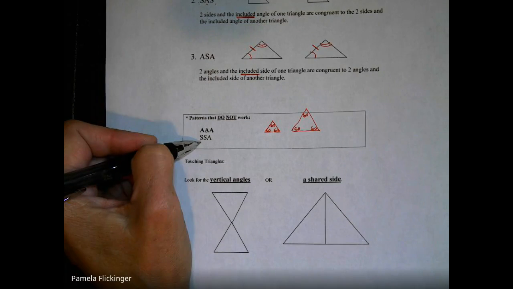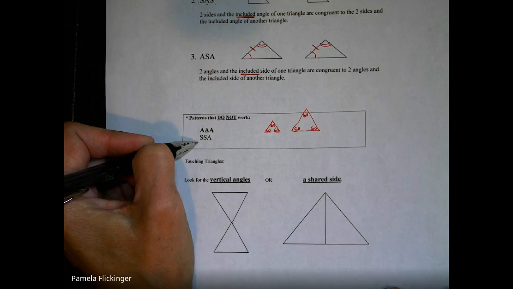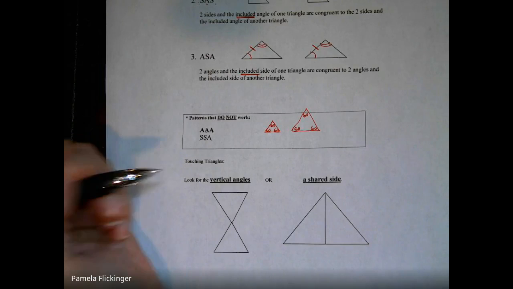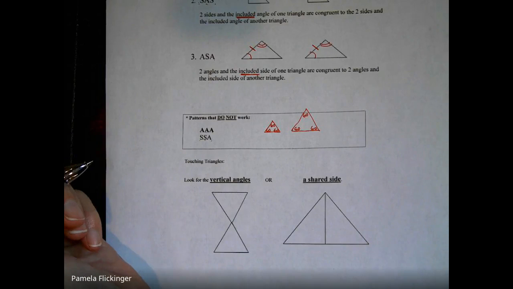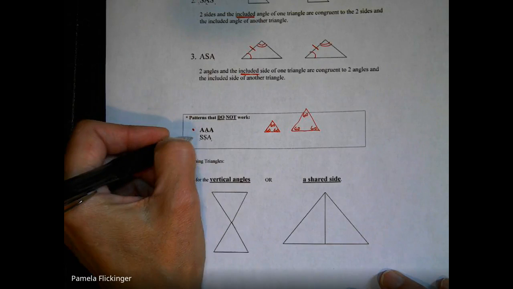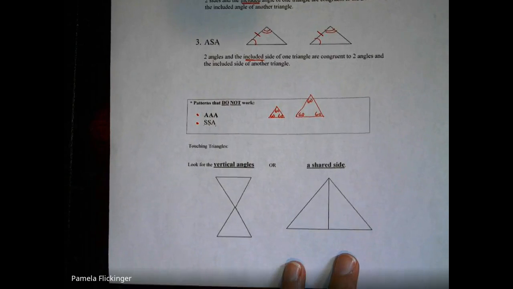The other one that doesn't work is side, side, angle. This spells a bad word backwards, and it should always be written backwards if for some reason it's shown on your paper. All right, side, side, angle. And we'll talk more about that one tomorrow as well. But if you see either of these, angle, angle, angle, or side, side, angle, you cannot prove triangles congruent.